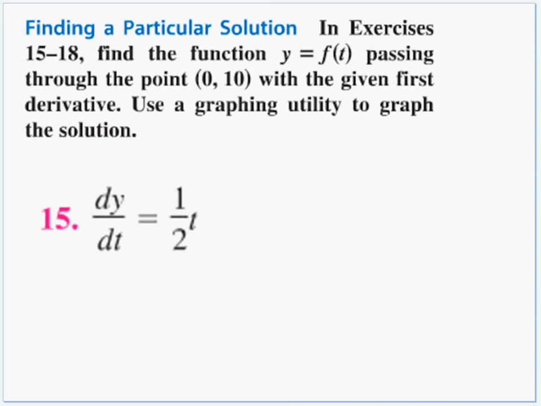Number 15. 15 is a red problem. If you're getting sick of listening to me, you can always get on CalcView and check out that one. But it says here, find a particular solution. Find the function y equals f of t passing through the given point. So there's our point, 0, 10. With the given first derivative, graphing utility to verify.